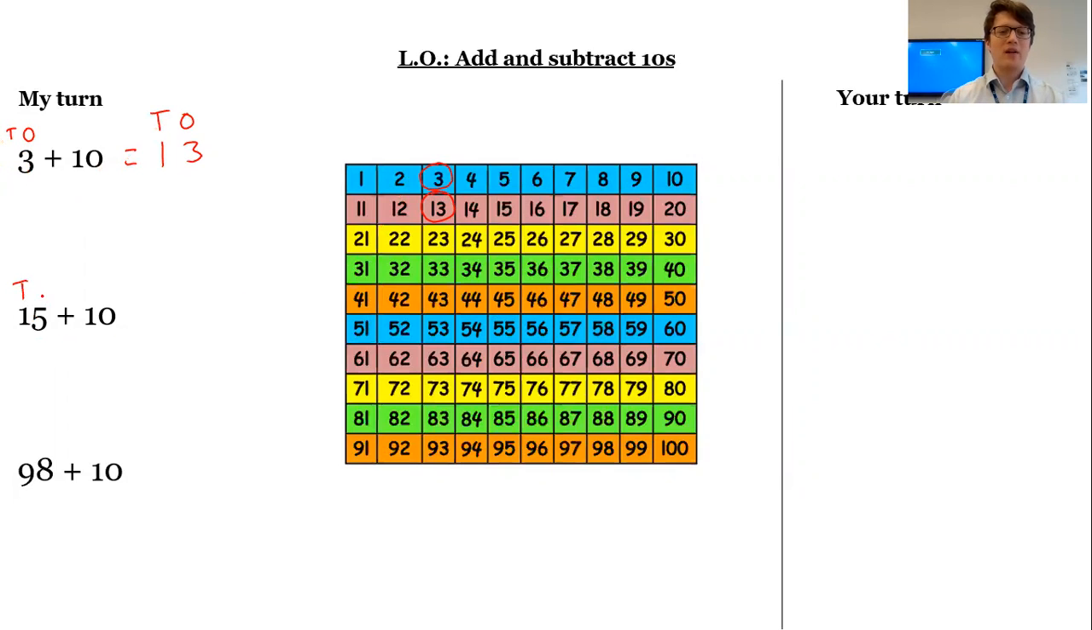15 add 10, well, again, think about my 10s and my 1s. My 1s will stay the same, I'm adding no 1s. So if I add another 10, well, 1 add 1 is 2. So I've got 2 10s. 15 goes to 25. And then 98, just a little bit tricky because, again, my 1s are going to stay the same. I've still got 8 1s.